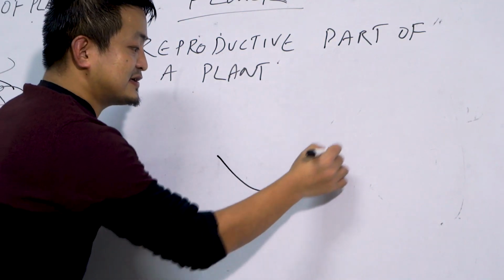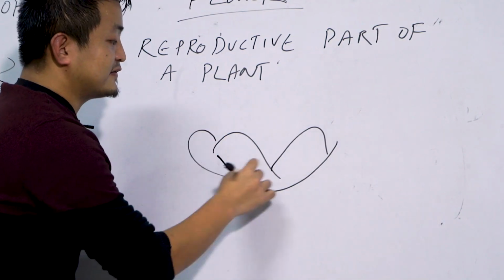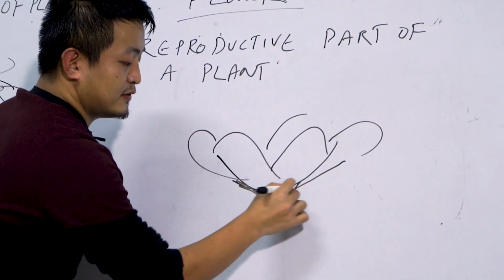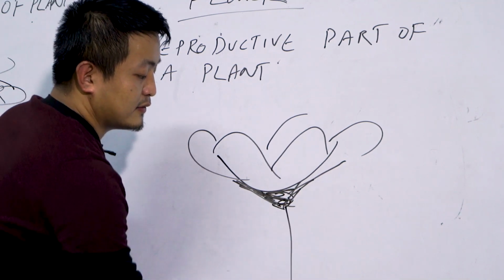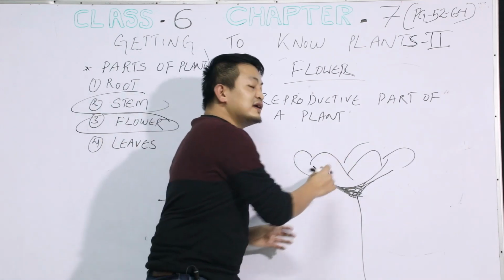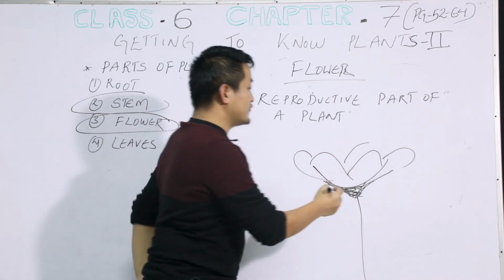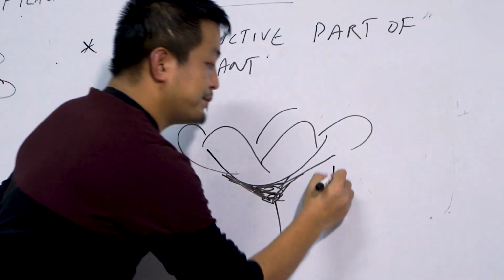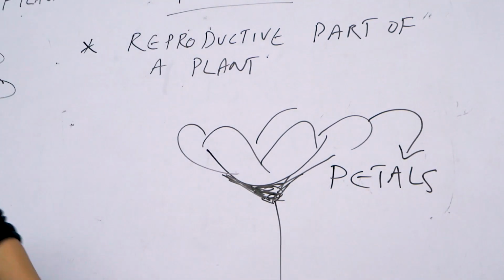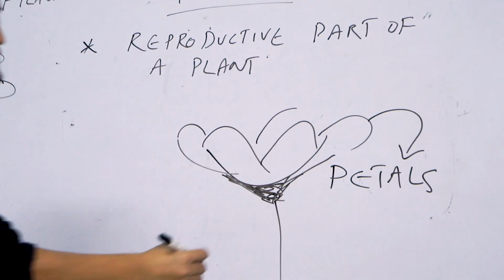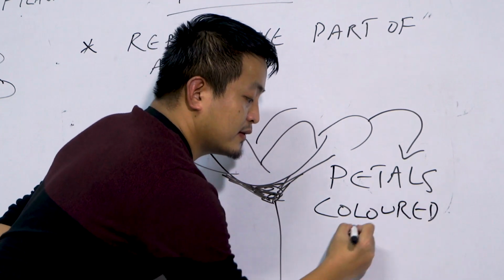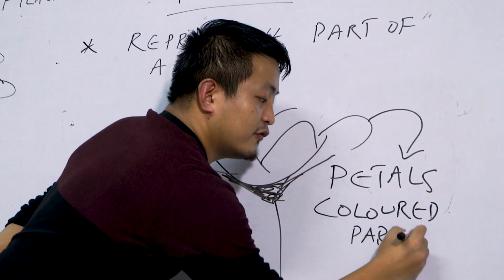Now we'll study the different parts of the flower. Let's say this is a flower. In the flower, the colored part of the flower is known as petals. Let's say this is the colored part. So petals are the colored part of the flower.